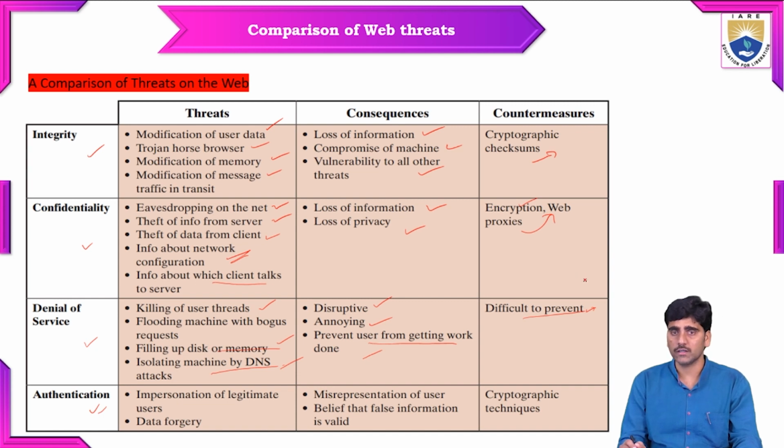And the fourth one, authentication threats. Impersonation of legitimate users is one, and the second one is data forgery, so there is a chance of forging the data. For these threats, the consequences are misrepresentation of users and belief that false information is valid. And the countermeasure is applying cryptographic techniques.